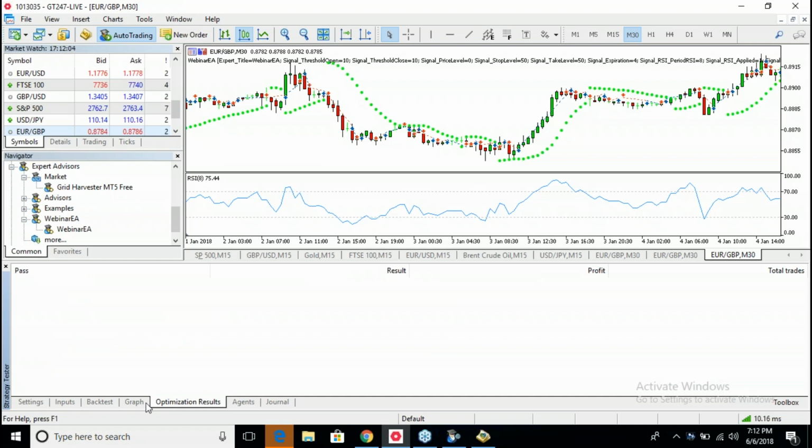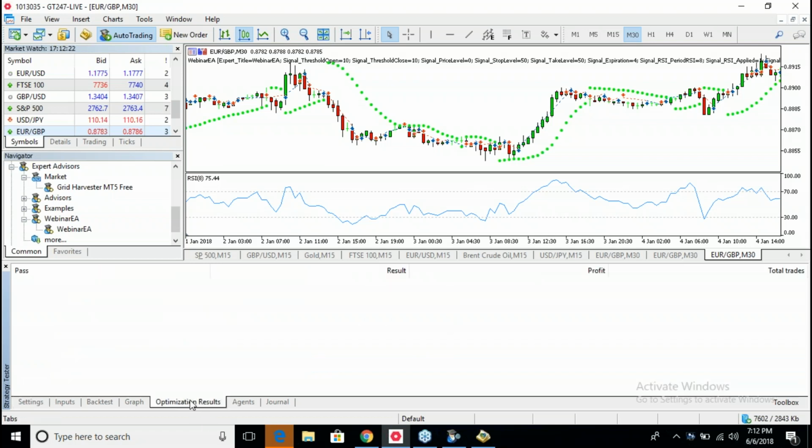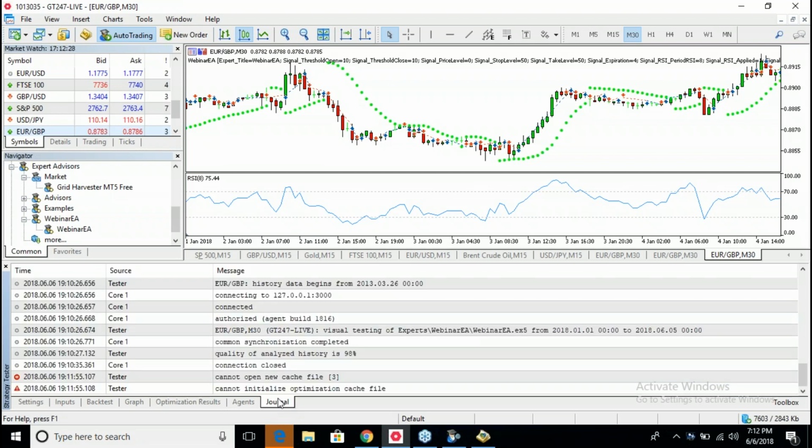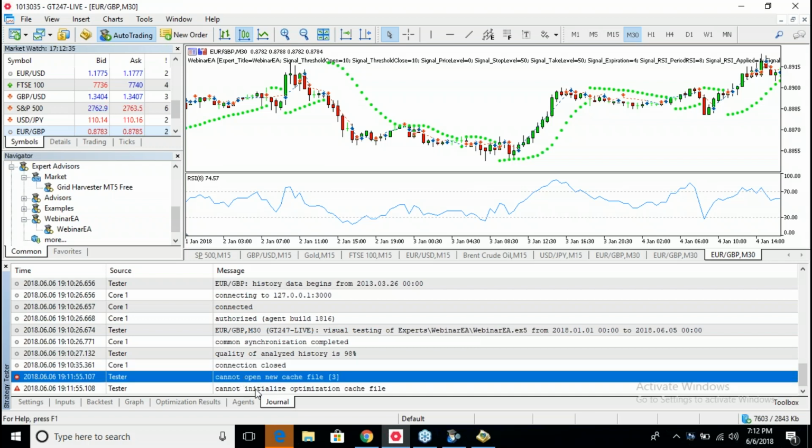As it runs through all the different optimizations, it will then show you the biggest balance. It'll show you what the best results on this specific expert advisor that we've selected here are with these different predefined settings. I don't actually know why it's not working. Okay, there must be something wrong on my computer. I see that it's given me an error.